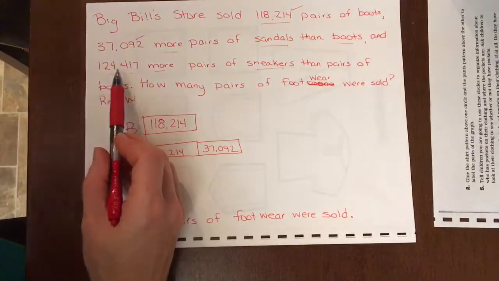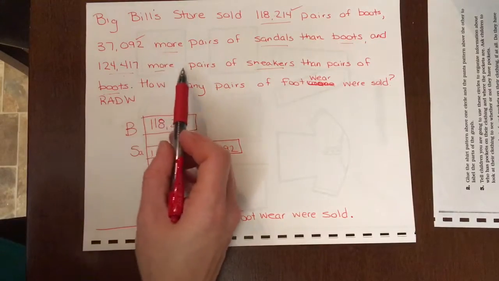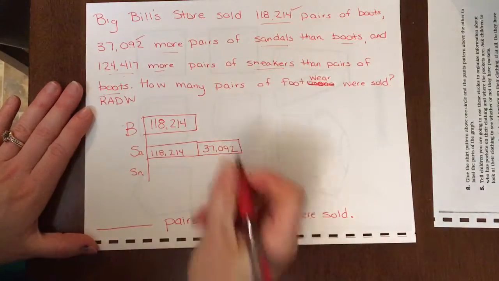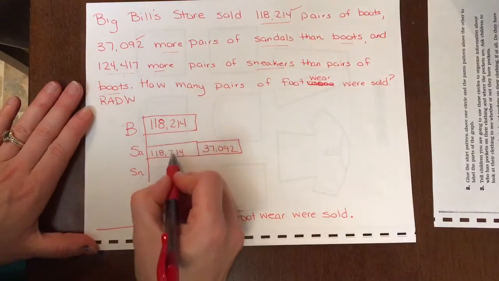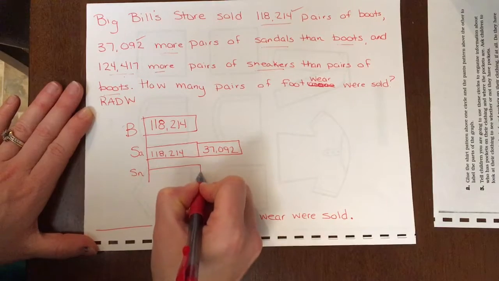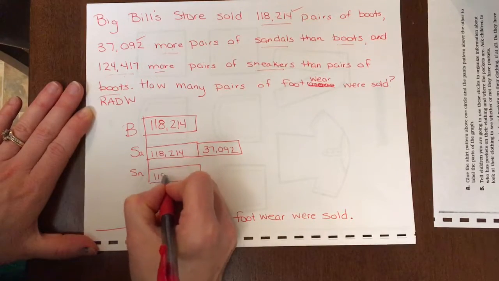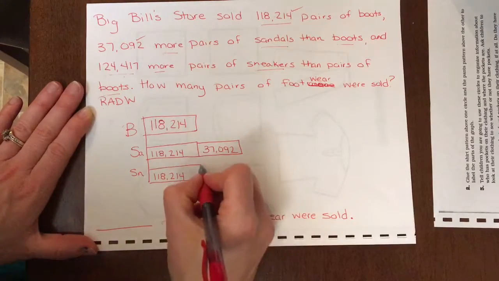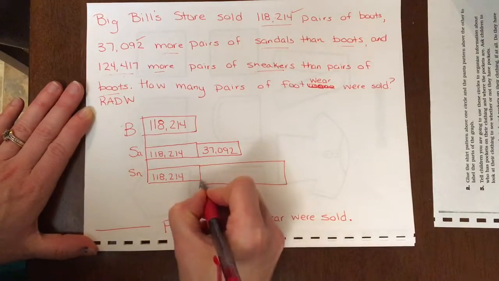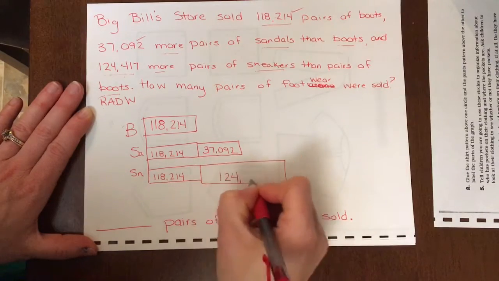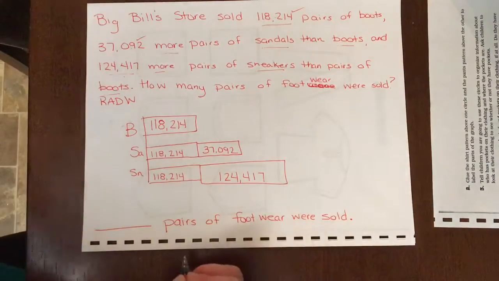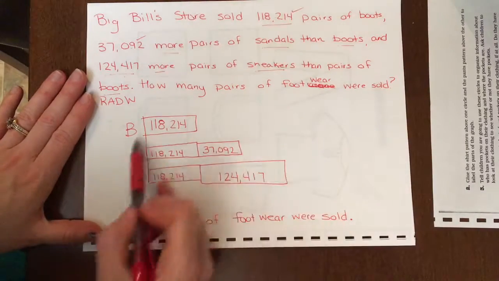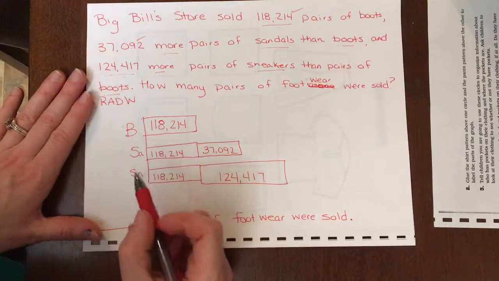And then 124,417 more pairs of sneakers than pairs of boots. So I know they're sneakers, and it's more than boots. So I keep boots again. That's why this one's even more complicated. And then I have this much more than boots. Holy cats, that's a big one. 124,417. My job, since I want to know total footwear, is to do what? Yes, it's add them up.